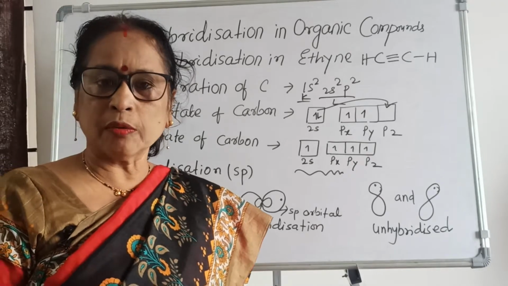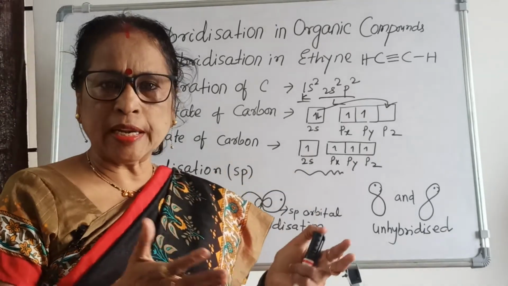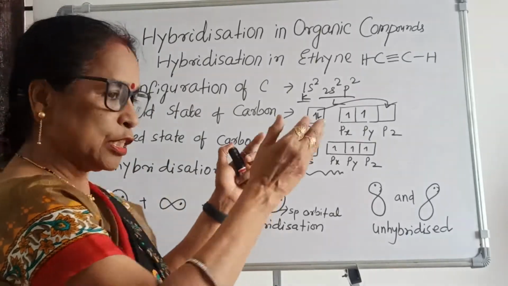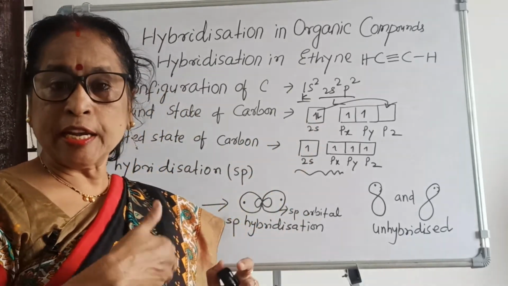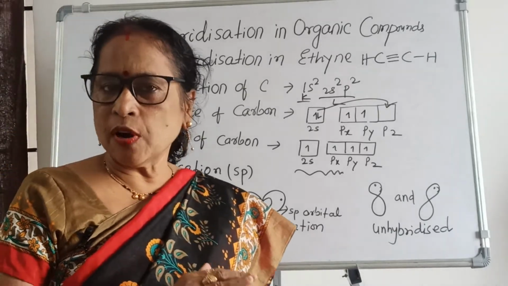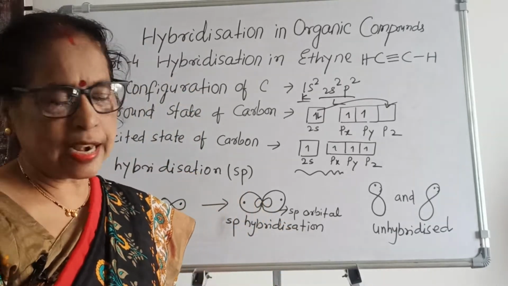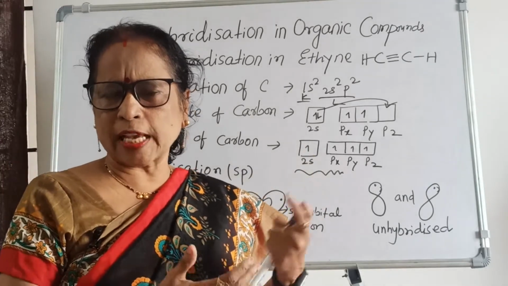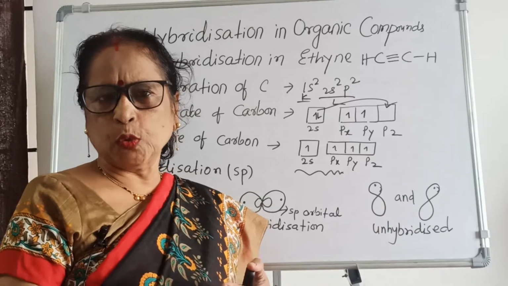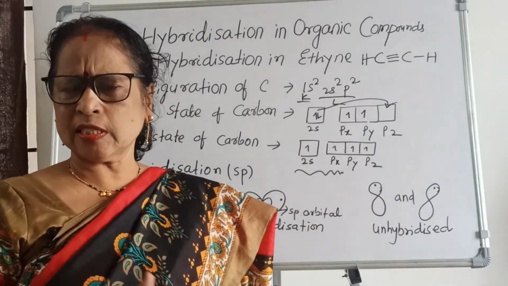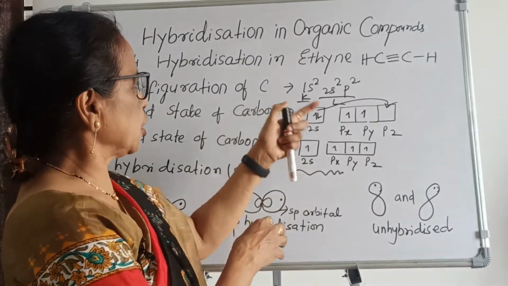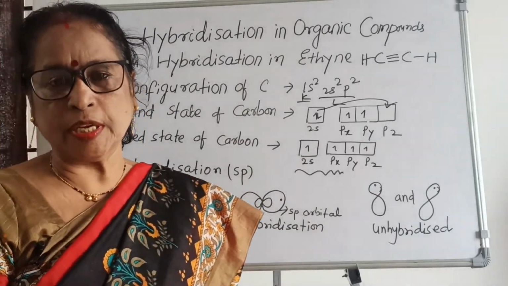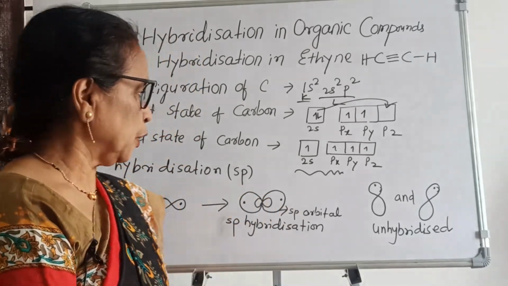What does the word hybridization mean? Combining of orbitals having different energy and redistributing them equally into new orbitals having equivalent energy and equivalent length, that is called hybridization. There are so many types of hybridization: sp3, sp2, sp, and others, but in organic chemistry these 3, sp3, sp2 and sp, are mostly used.